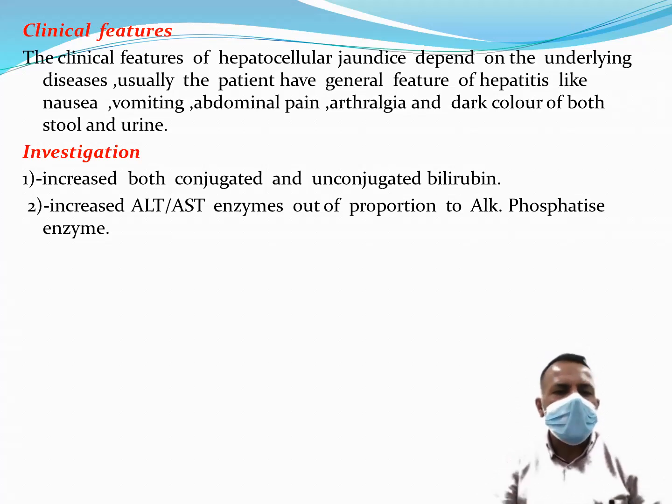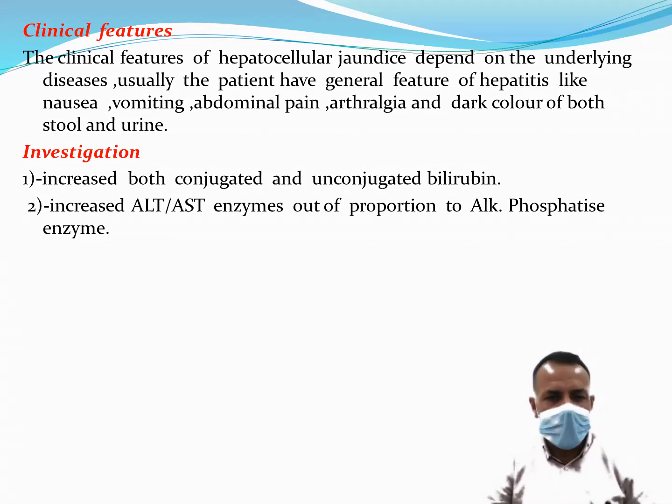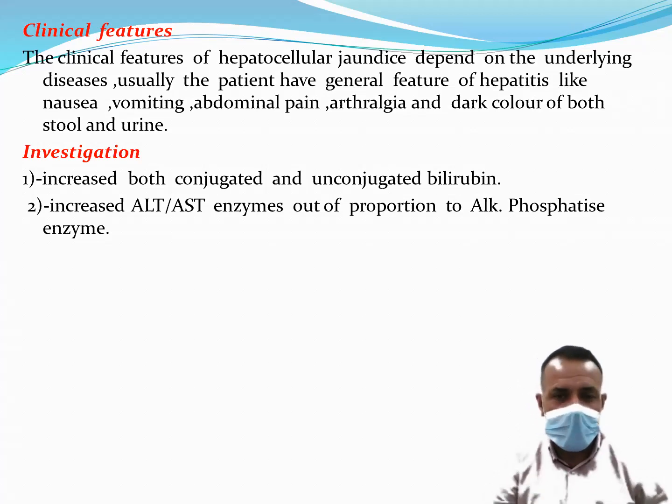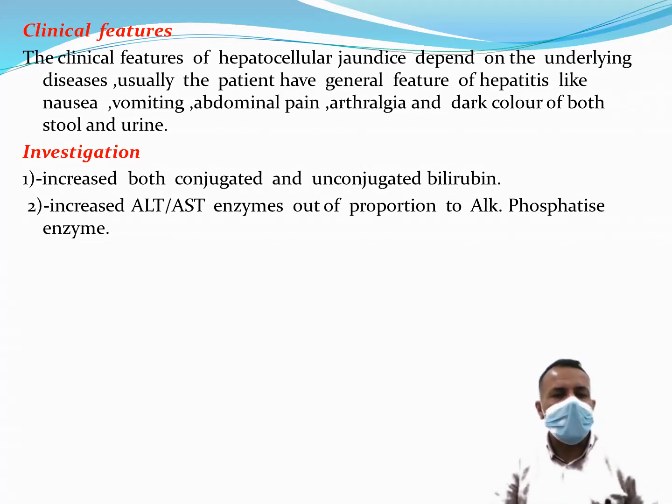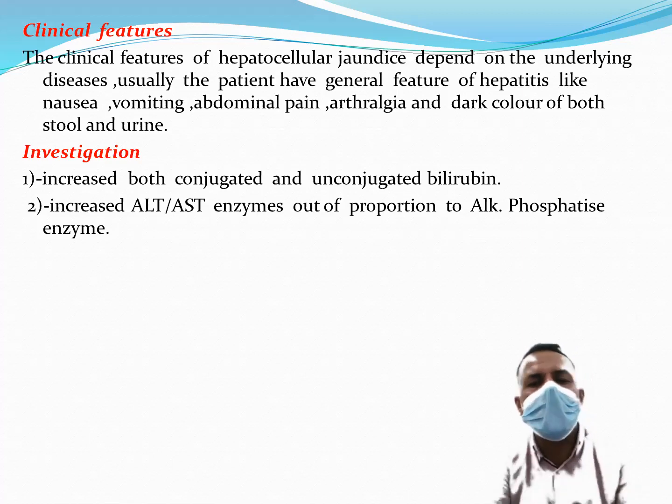On investigation, in the blood there is both conjugated and unconjugated hyperbilirubinemia. The bilirubin increases in both parts, conjugated and unconjugated, because of regurgitation of both into the blood. Second, there is an increase in ALT and AST enzymes more than alkaline phosphatase.